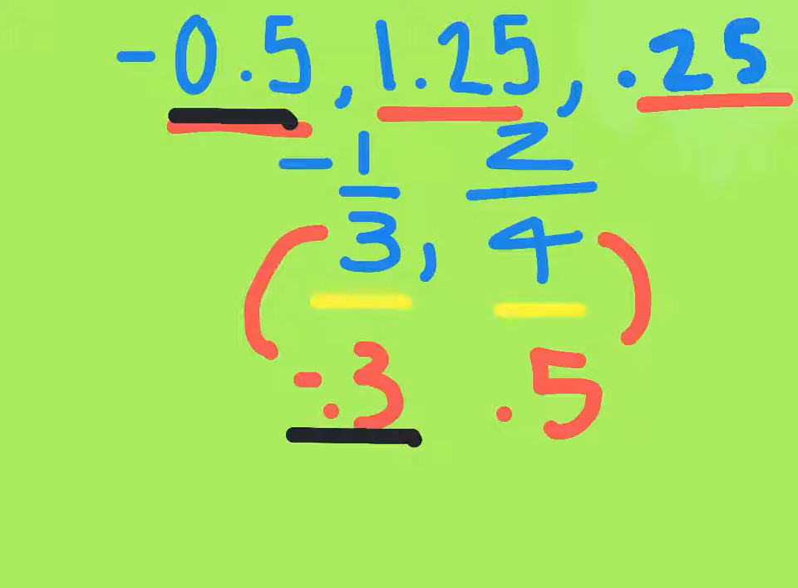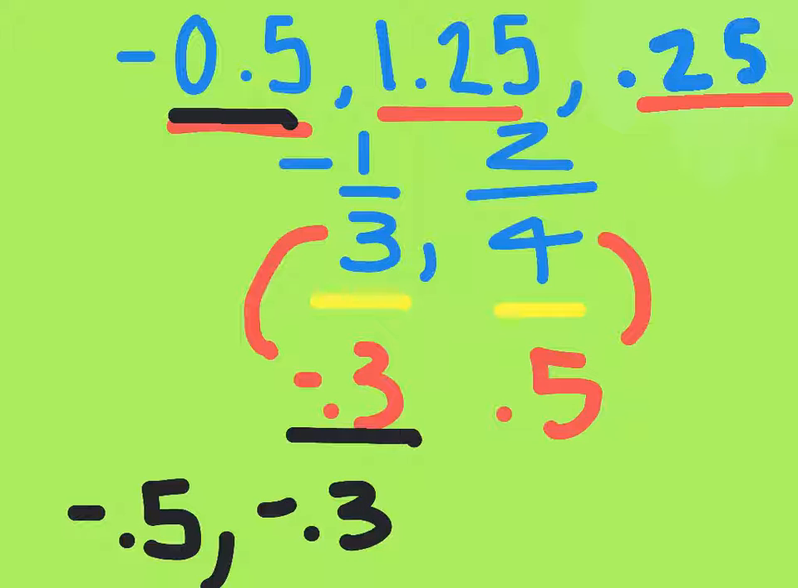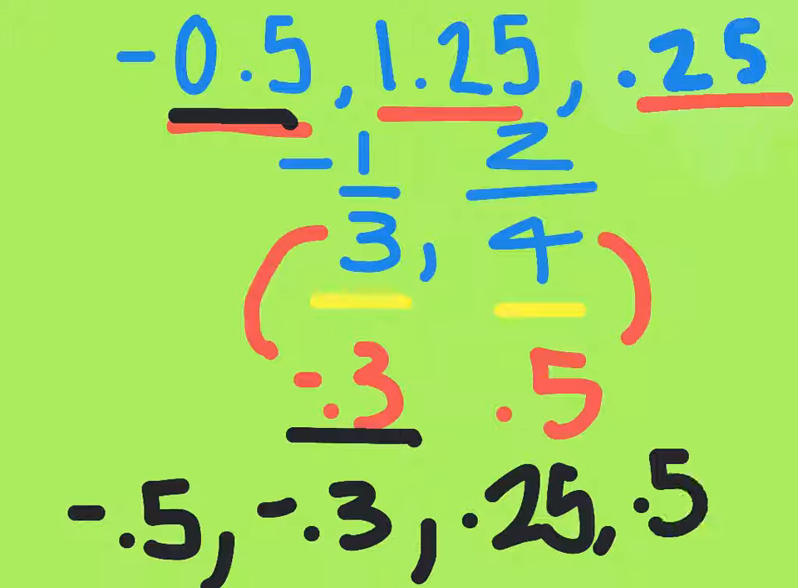So I think that the negative 0.5 is going to be the start because the deeper the number is negative, the lesser amount from 0 it is. So next would be negative 0.3. The next would be 0.25, then 0.5, then 1.25 final.